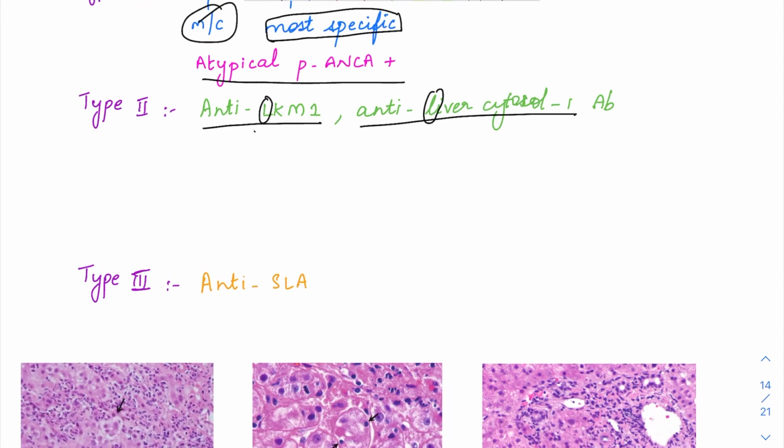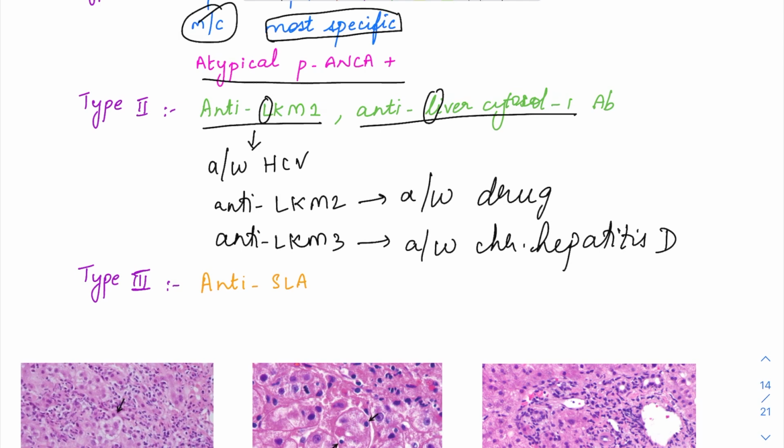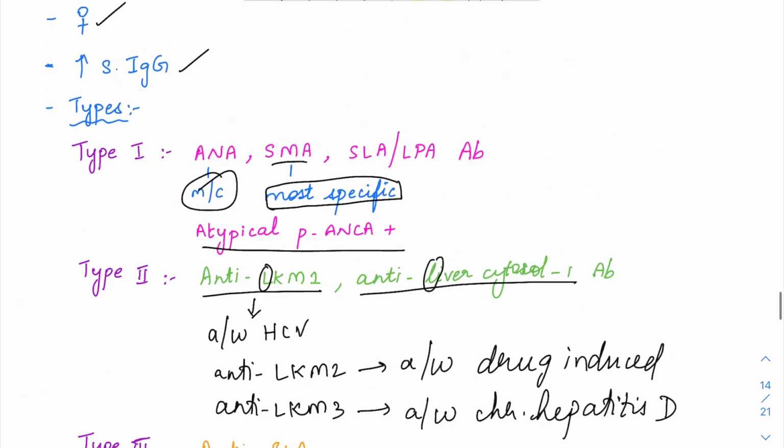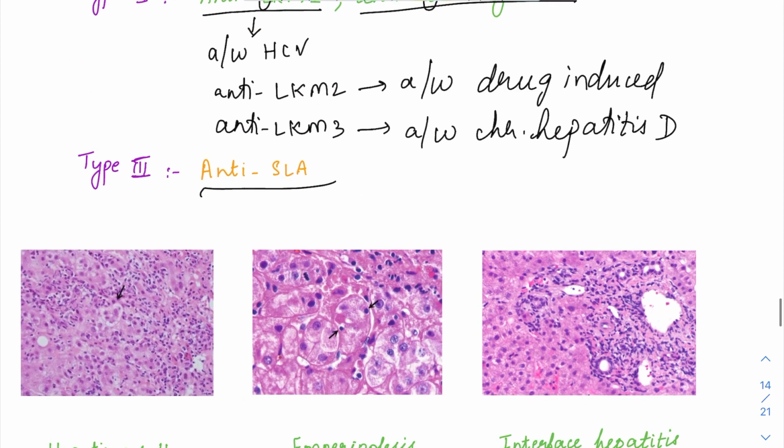So this anti-LKM1 subunit, against this LKM1, is going to be associated with HCV infection also. And you also have anti-LKM2 and anti-LKM3. Of this, anti-LKM3 is going to be associated with chronic hepatitis D. Okay, chronic hepatitis D is associated with anti-LKM3, while anti-LKM2 is associated with drug-induced hepatitis. Okay. Then type 3 autoimmune hepatitis, you have anti-SLA. So this antibody can also be present in type 3 autoimmune hepatitis.